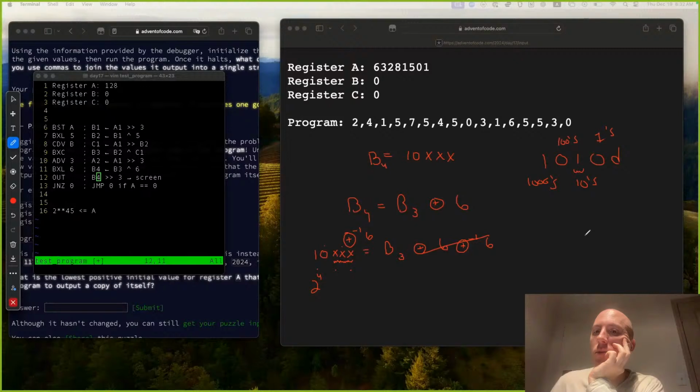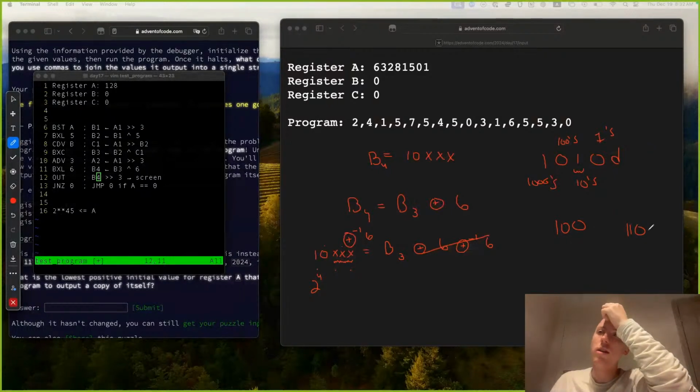What can we do with this number if it has a 10? I guess if we divided it by 10. Let's think of two numbers which have a 10 and which don't. So let's think of 100 and let's think of 110.